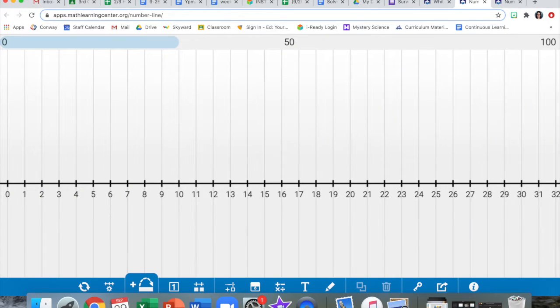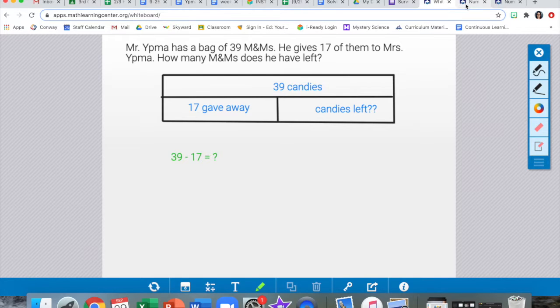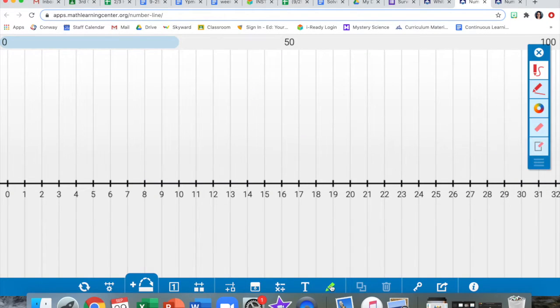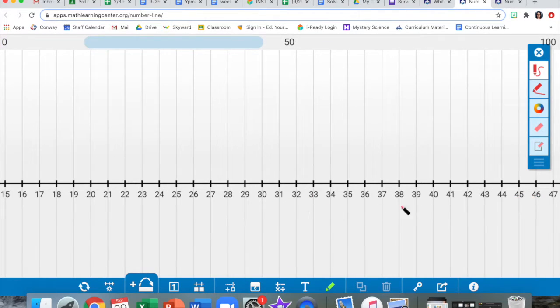Let's start with the number line, 39 minus 17. So we're finding the difference between 39 and 17. Let's scroll over to the 39 and the 17, because he gave away 17. You could also use the number line to actually give away 17. You could count back 17. Let's try that. 39 take away 7. Well, I know 9 minus 7 is 2, so that would get us to 32. That took away the whole 7 in 17.